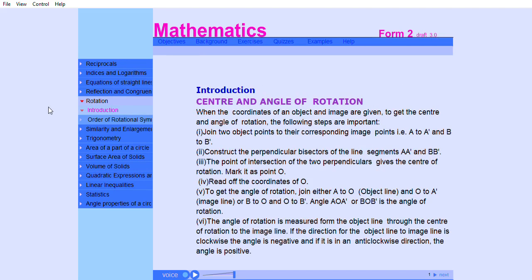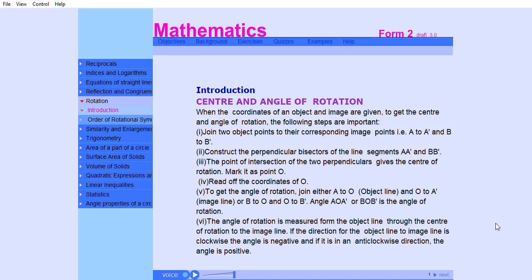When the coordinates of an object and image are given, to get the center and angle of rotation, the following steps are important. Join two object points to their corresponding image points, that is, A to A1 and B to B1. Construct the perpendicular bisectors of the line segments AA1 and BB1. The point of intersection of the two perpendiculars gives the center of rotation. Mark it as point O. Read off the coordinates of O.